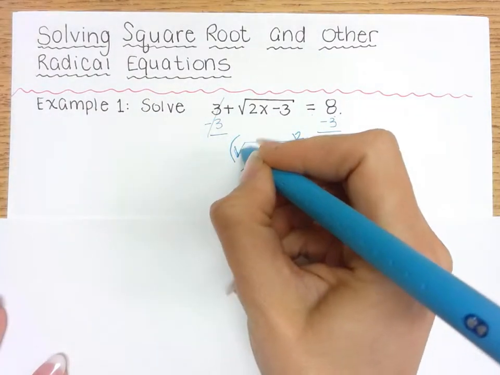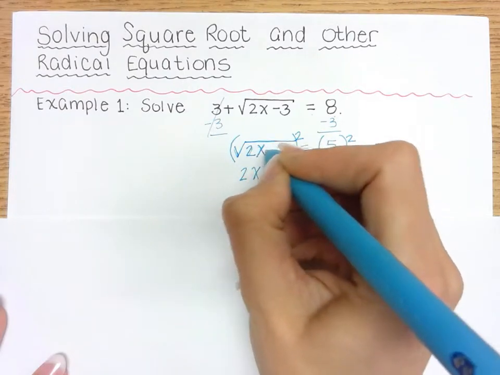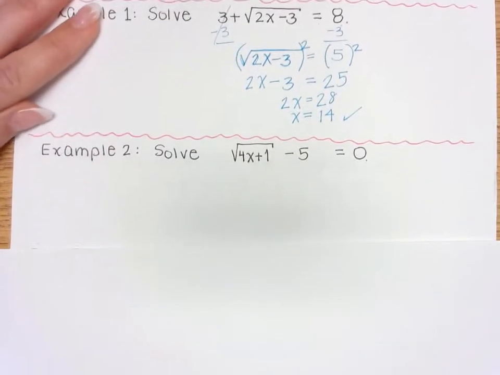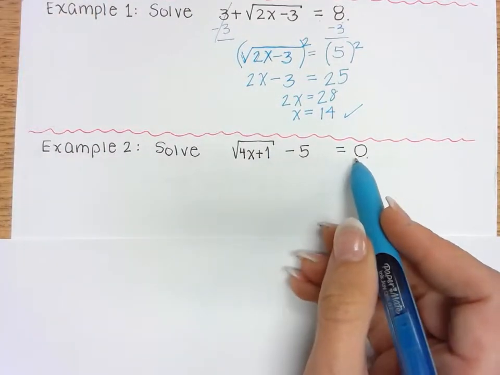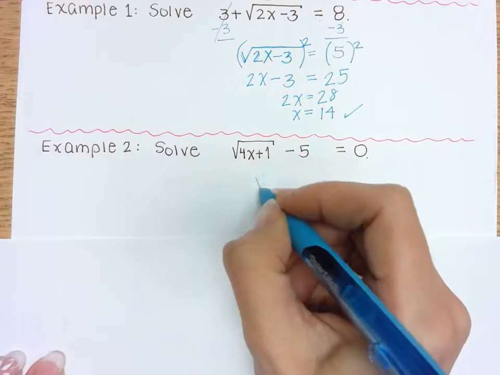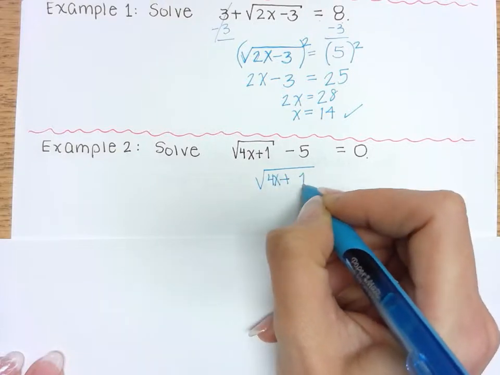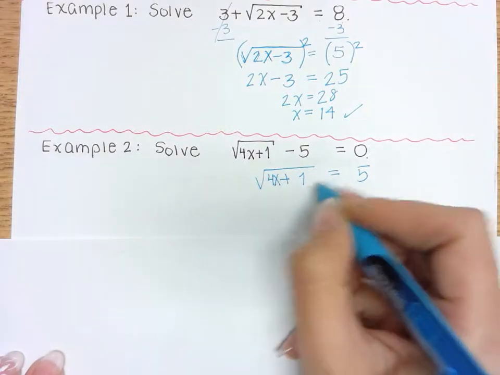Alright, sorry, it's a little hard to see that one. Alright, so that was example 1. We're on to example 2. Example 2, similar idea, but this time we have a 0 on this side, no big deal. So we're going to bring the 5 to the other side with addition. We have the square root of 4x plus 1 will equal positive 5. Square both sides again.